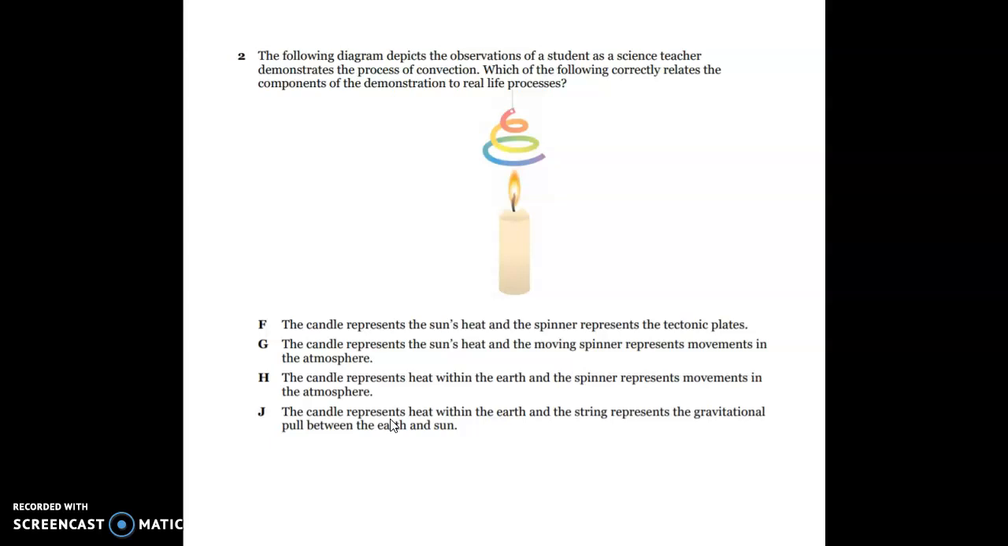The candle represents the sun's heat, and the spinner represents the tectonic plates. The candle represents the sun's heat, and the moving spinner represents movements in the atmosphere. The candle represents heat within the earth, and the spinner represents movements in the atmosphere. The candle represents heat within the earth, and the string represents the gravitational pull between the earth and sun.